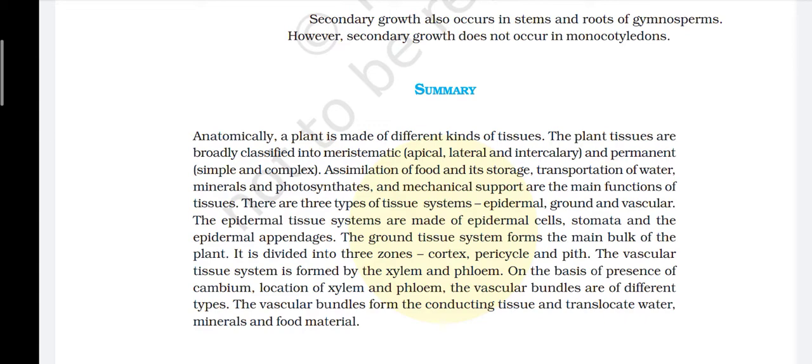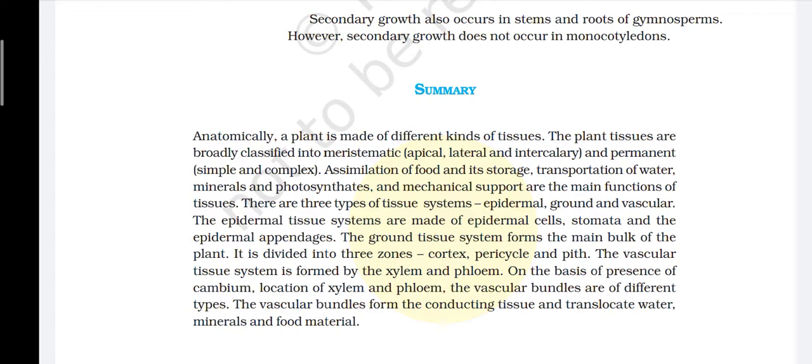Summary. Anatomically, a plant is made up of different kinds of tissue. The plant tissues are broadly classified into meristematic, apical, lateral and intercalary, and permanent, simple and complex. Assimilation of food and its storage, transportation of water, minerals and photosynthesis and mechanical support are the main functions of tissue. There are three types of tissue system: epidermal, ground and vascular. The epidermal tissue system is made up of epidermal cells, stomata and the epidermal appendages.